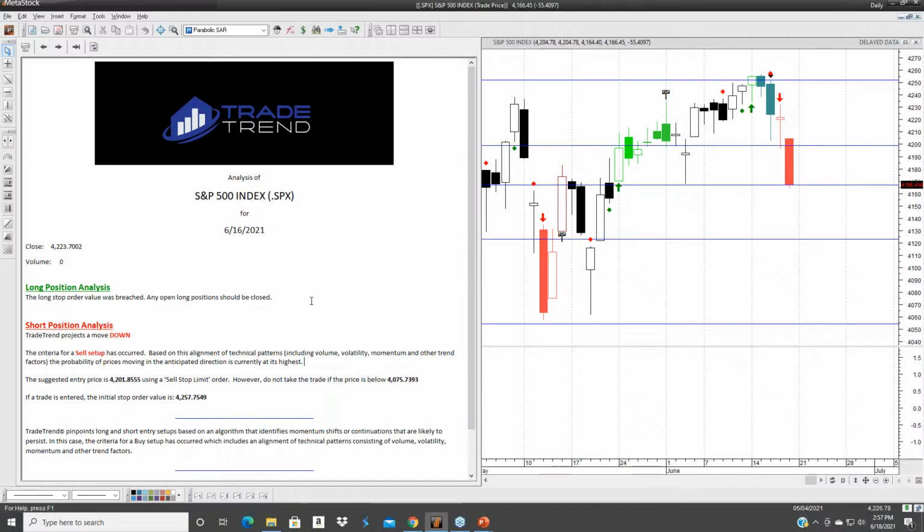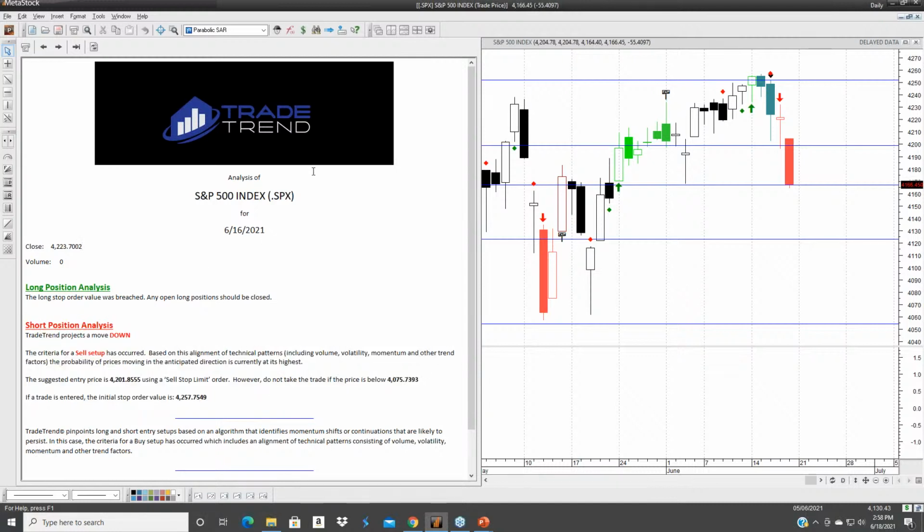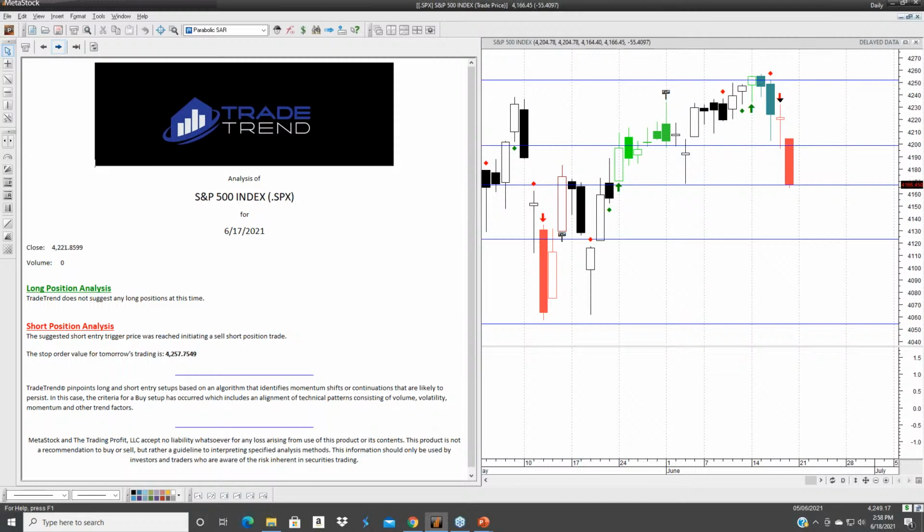And the nice thing about the MetaStock platform is you don't just have to rely on the symbols on the chart. It gives you full written instructions for each signal. Not only that, as we fast forward after the signal triggers on June 17th, where the suggested short entry trigger price was reached, initiating a sell short position, it then begins to give us instructions to manage the trade if we had taken a trade off that signal. It gives us a stop value for every candle. And by the way, this can be used on any time frame. We're looking at it today on a daily chart, but it could be used on even intraday time frames.